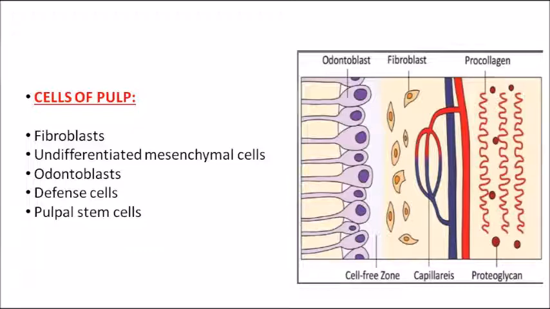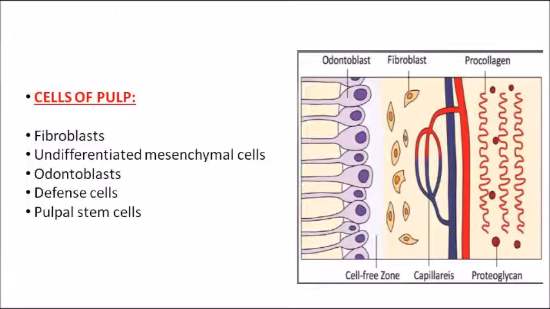In the picture you can see the odontoblastic layer, fibroblasts as well as procollagen layers. In between there is a zone shown as the cell free zone, which will be explained, and proteoglycan is also seen there. So the pulp contains fibroblasts and odontoblasts, which produce dentin and fibers, as well as undifferentiated mesenchymal cells and defense cells with pulpal stem cells.